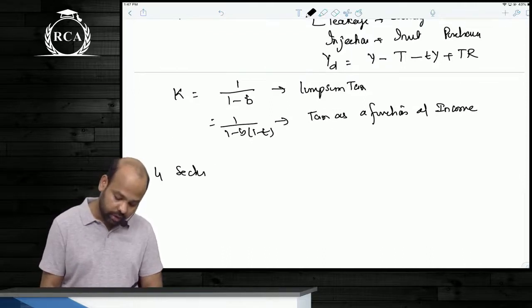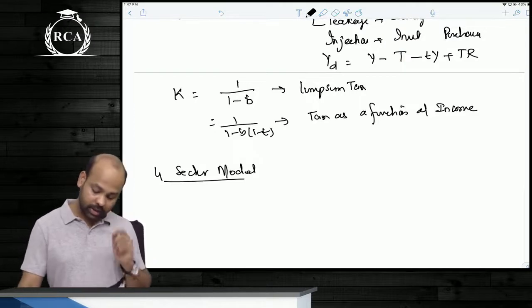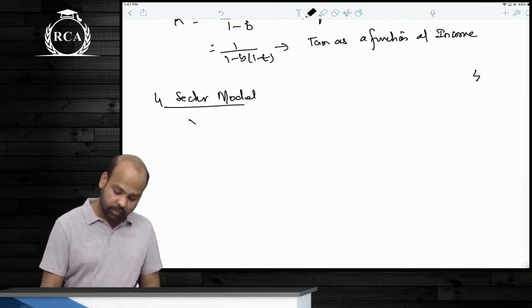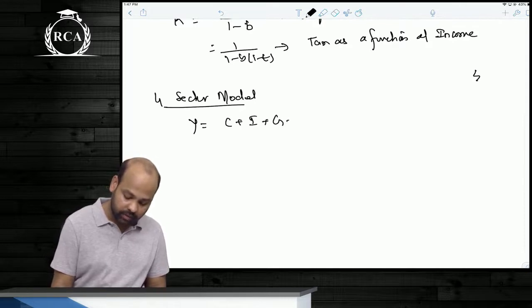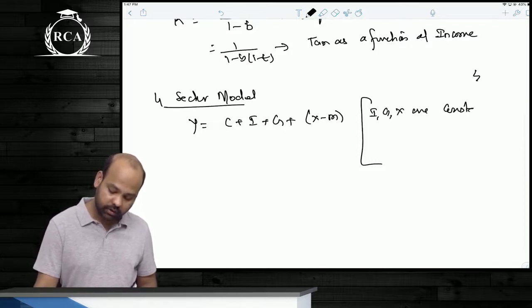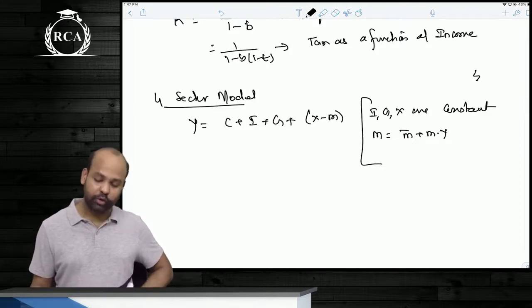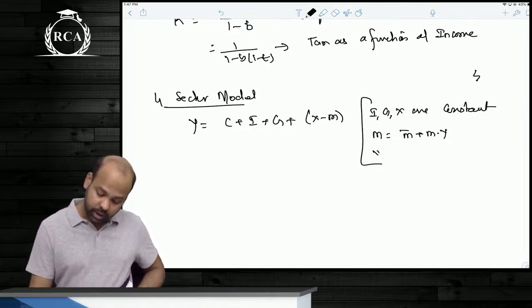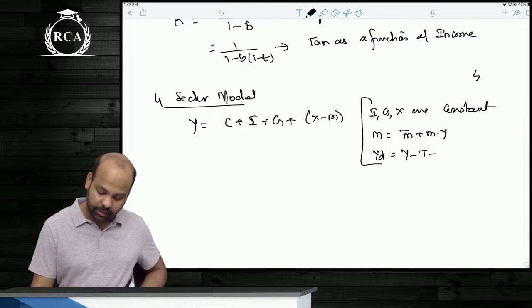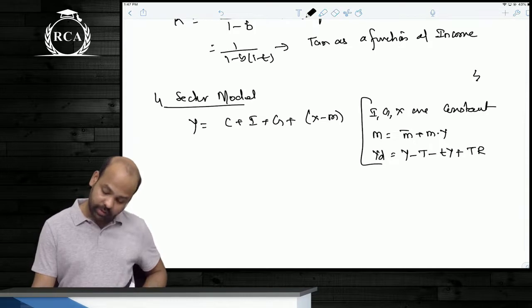Under a four sector model, guys, your national income will be C plus I plus G plus X minus M. Please understand, here I, G and X are constant. Your imports M would be equal to M bar plus mY. Imports would be equal to M bar plus mY, and for your disposable income the same rules apply. Taxes can be a percentage of income or whatnot, and transfer receipts, all of this can arise.